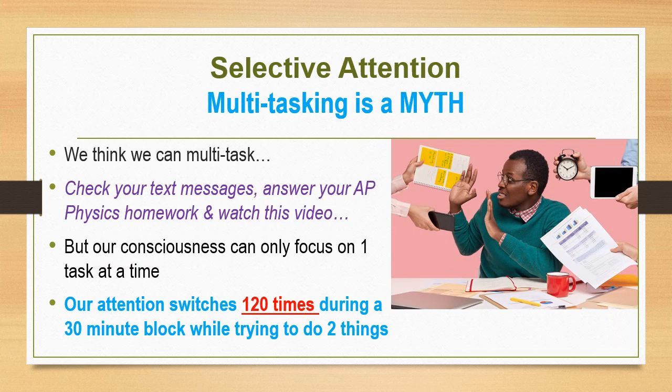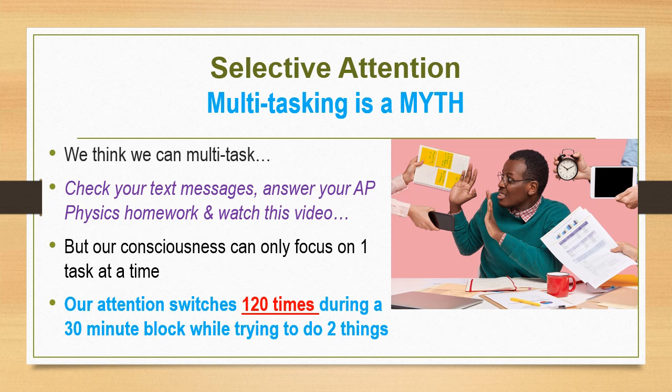And we often think that we're really great at multitasking, but multitasking is actually a myth. We have very selective attention. So right now, if you're trying to check your text messages, you're trying to answer your AP Physics homework, and you think you're watching this video, you're really not doing any of those three things very well at all. Your consciousness can only focus on one task at a time. None of us are great at multitasking.